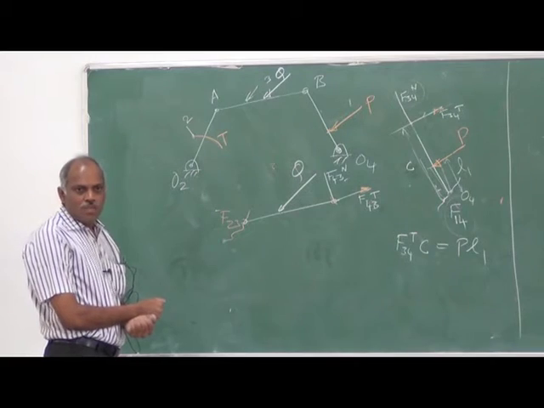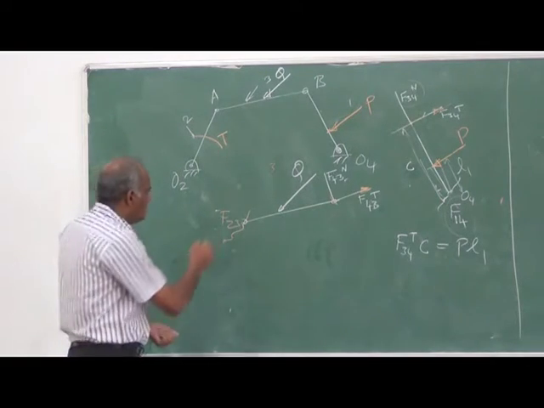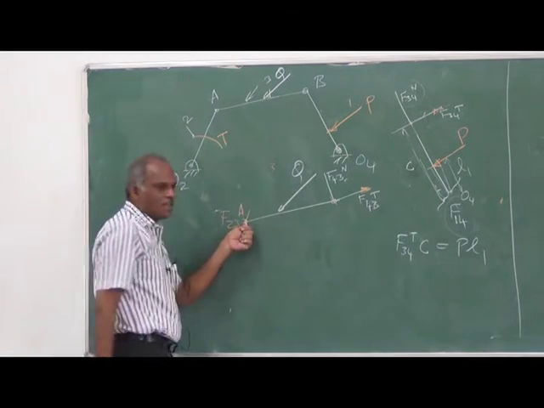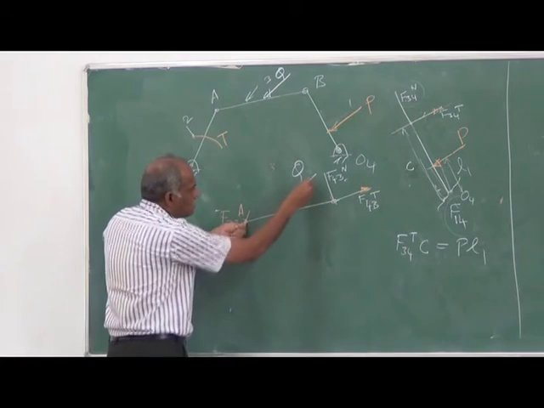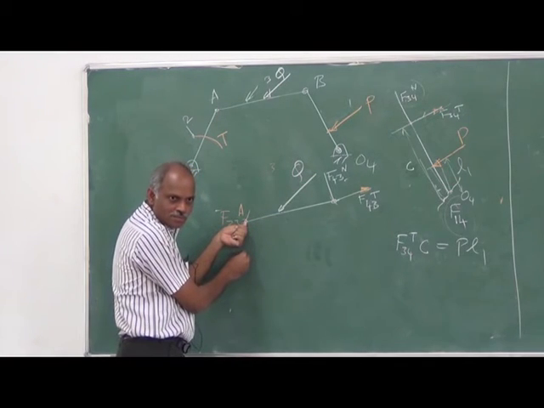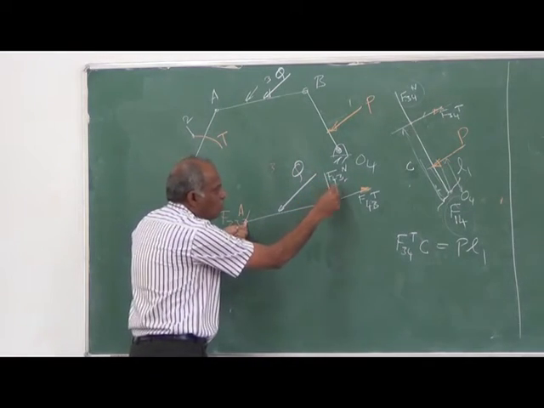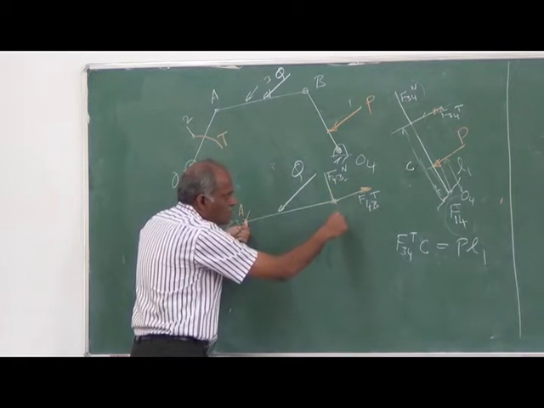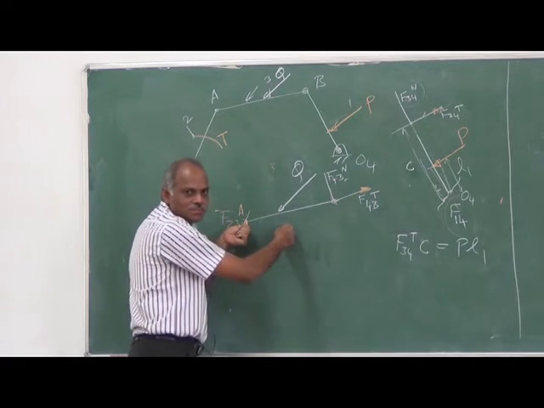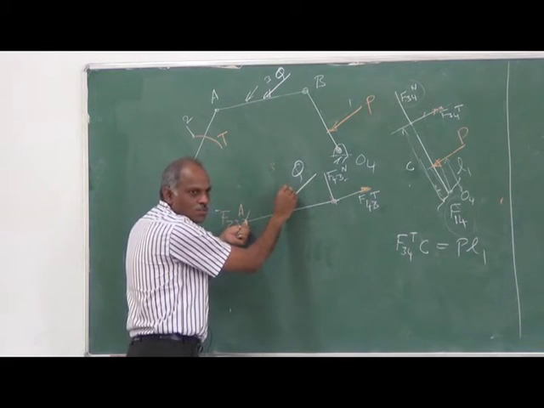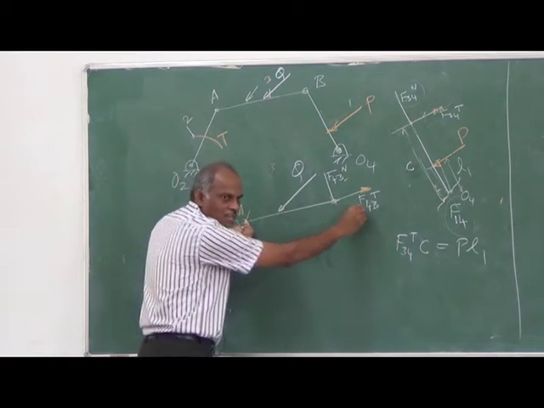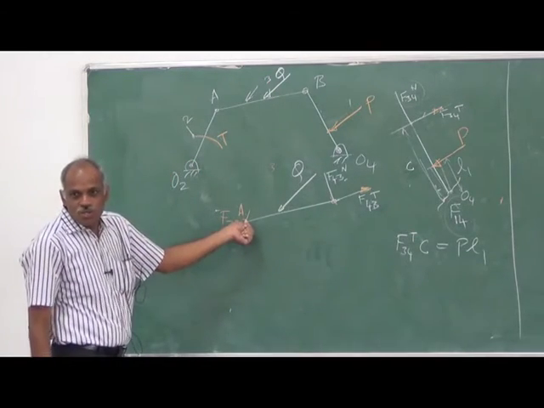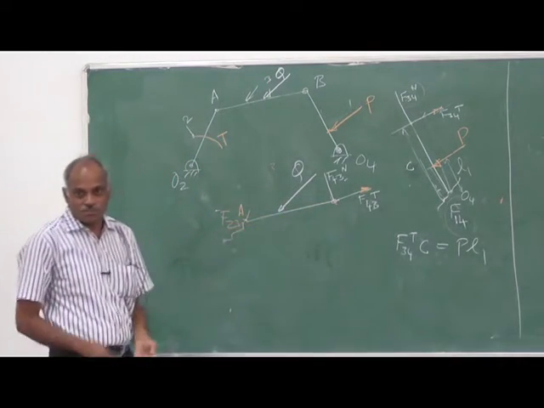Now we take a moment about this point, A, as the center. Then Q is going to produce a moment. The F43 normal is not known, but it will produce a moment, and F43 tangential will also produce a moment. Moment of Q is known, moment of F43 tangential is known, but F43 normal is not known, so you can find its magnitude.